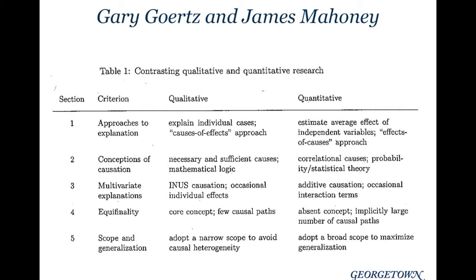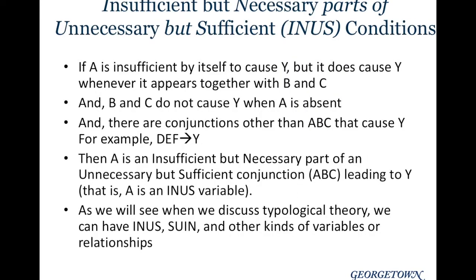A third difference is that qualitative researchers tend to think of variables acting in combinations and having different effects depending on the context. One way to talk about this is what we call INUS causation. So let me just skip ahead to the next slide and explain what that is. INUS is an acronym for insufficient but necessary parts of unnecessary but sufficient conditions. Insufficient but necessary parts of unnecessary but sufficient conditions. So that's a very complicated term. So let me break it out and explain it.